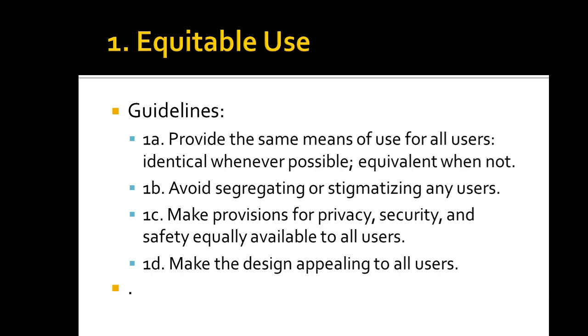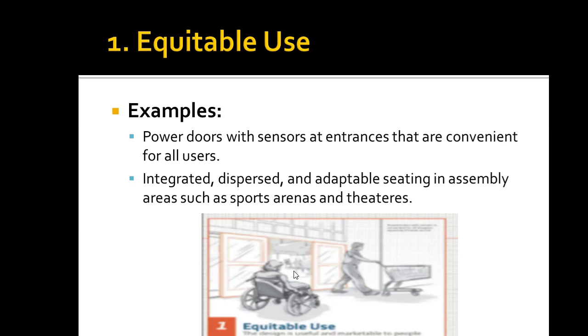So here are some guidelines and examples. Power doors with sensors at entrances that are convenient for all users. As we can see in this picture, maybe we have a grocery with sliding doors that have sensors, so that even those with lesser mobility, or maybe the woman in a wheelchair, can enter the grocery. Another example is integrated, dispersed, and adaptable seating in assembly areas such as sports arenas and theaters. So again, everybody can sit.